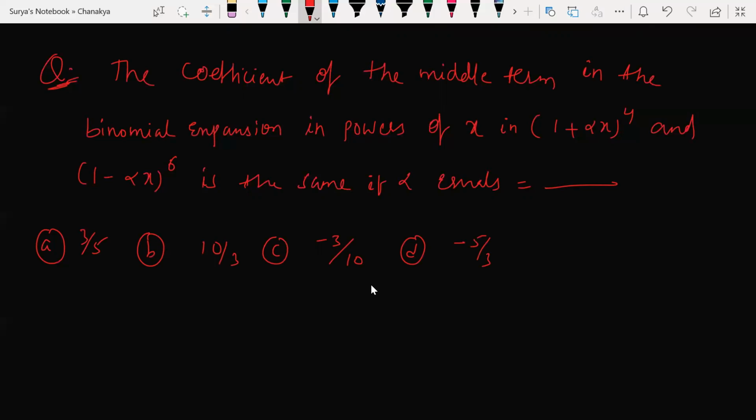First read the question. What is the question given to you? The coefficient of the middle term in the binomial expansion in powers of x of (1 + alpha x) to the power of 4 and (1 - alpha x) to the power of 6 is the same. The middle term of one is equal to the middle term of the other. So what exactly is the alpha value going to be? Just read the question properly and attempt it.